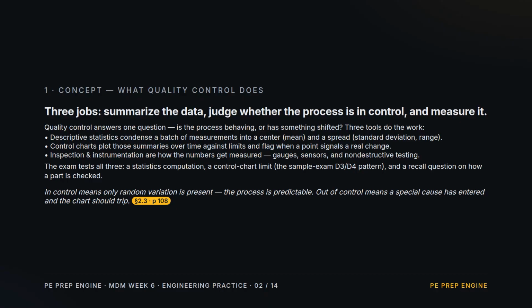Concept 1. What quality control does. It answers a single question: is the process behaving, or has something shifted? 3 tools. Descriptive statistics condense the data to a center and a spread. Control charts plot those summaries over time and flag a real change. Inspection and instrumentation are how the numbers get measured. In control means only random variation. Out of control means a special cause has entered.